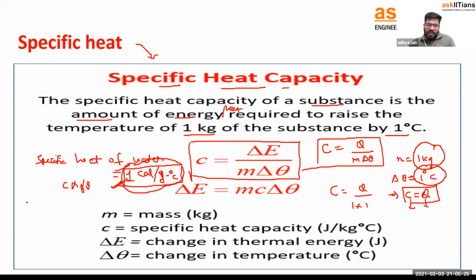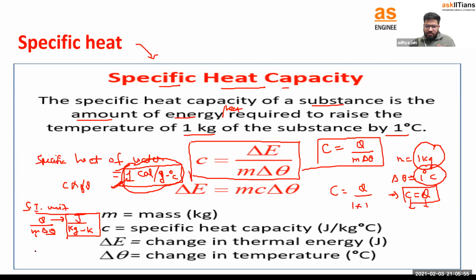Now, if I talk about the SI unit of specific heat capacity, what was specific heat capacity? Q by M delta theta. What is Q? Q is energy or heat. So the SI unit of energy or heat is joule. You all know, SI unit of mass is kg and SI unit of temperature is Kelvin. So basically the SI unit of specific heat capacity is joule per kg per Kelvin.